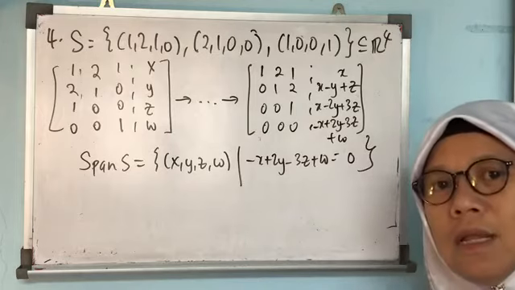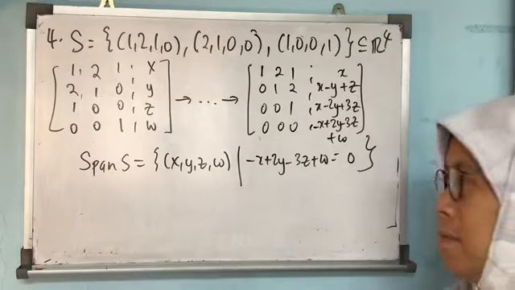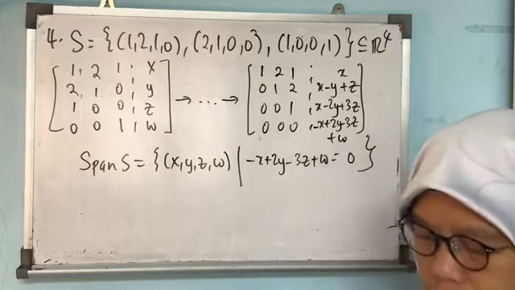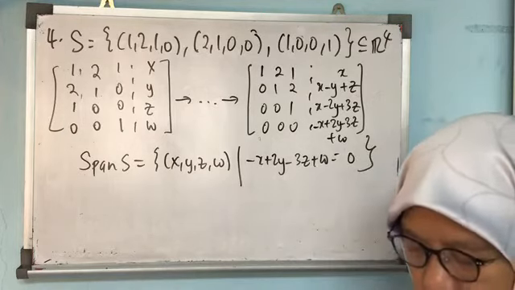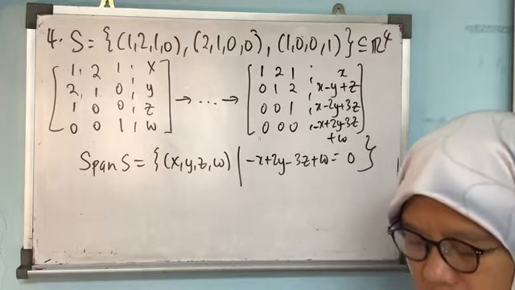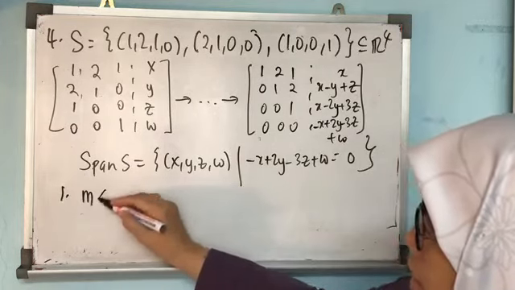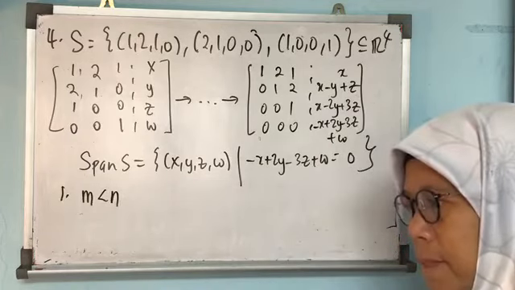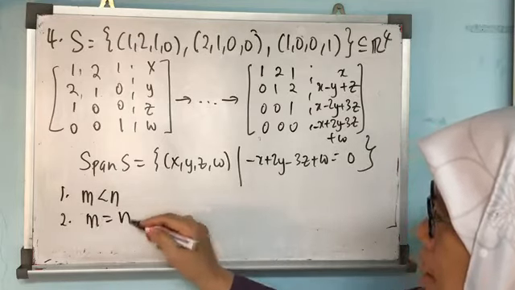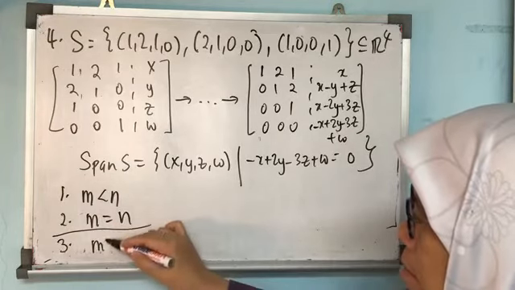After this, there's another question. What is the basis of the span? But that is later. Now I have only two cases. If you remember, I have the case m less than n, and then I have the case m equal n. What happened when m is bigger than n?